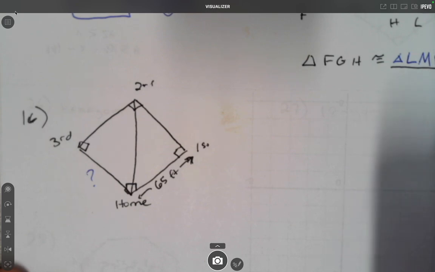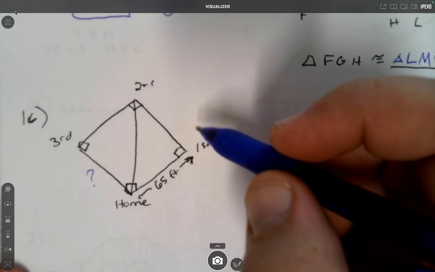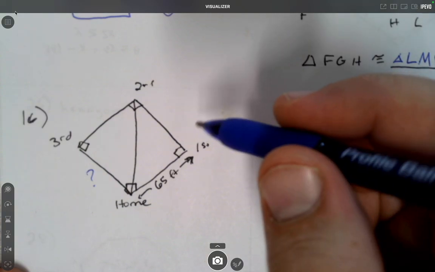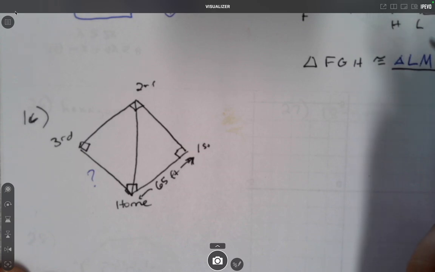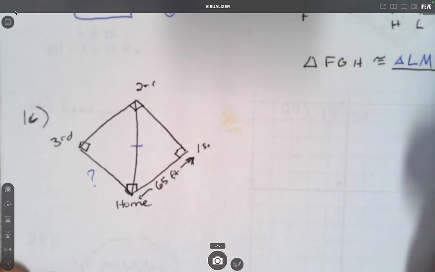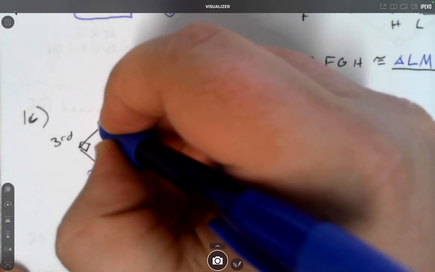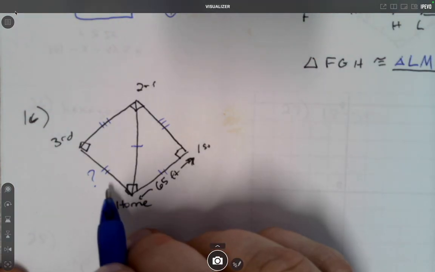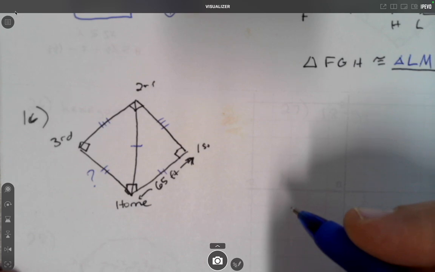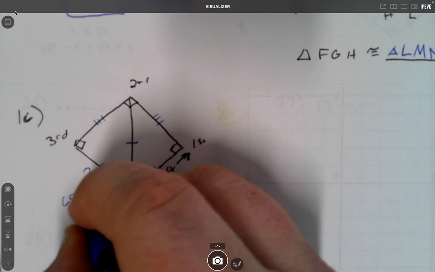Okay, so we know that these are congruent triangles. This is a square, and so if we could just take that and say, well, then it must be 65 feet over there too. Another way you can think about it is this thing is obviously congruent to itself. So that would make these two congruent to these two congruent to these two. So since this one is 65 feet, this one is also 65 feet. So for number 16, it is 65 feet.